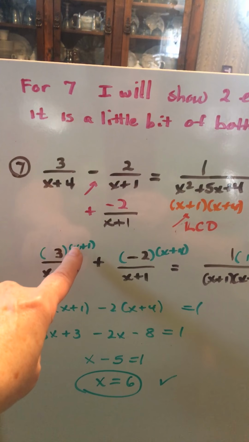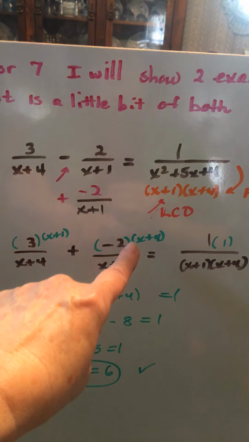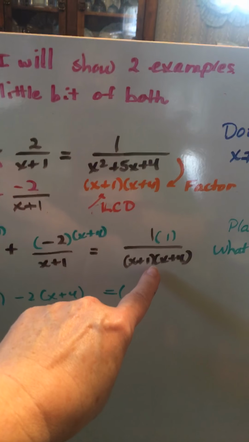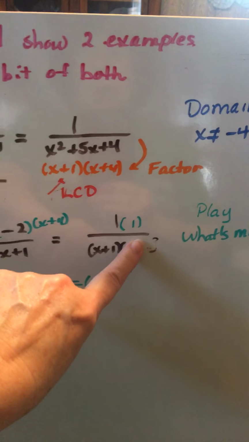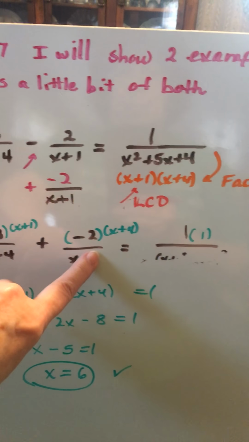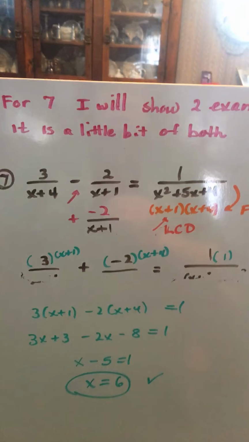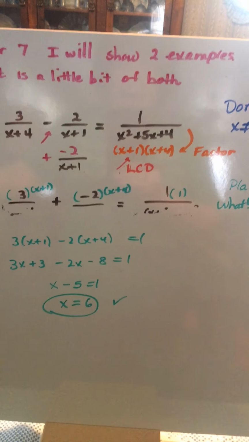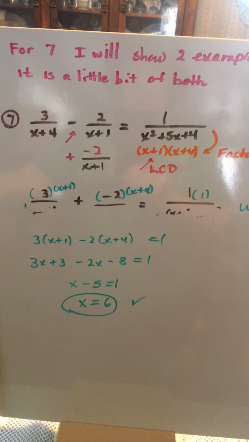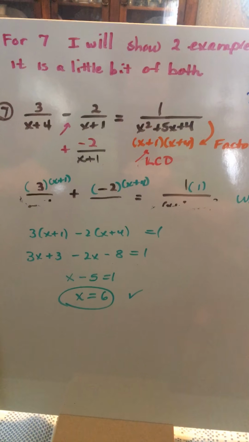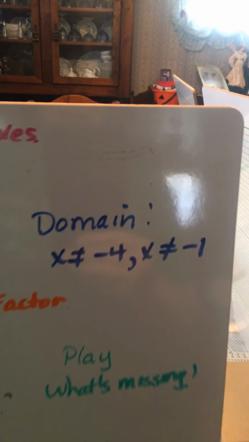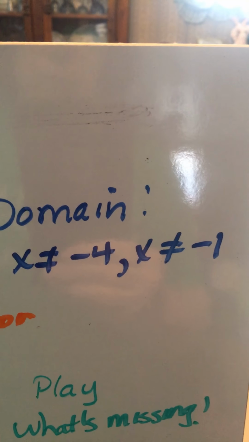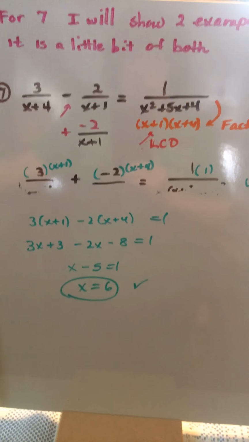X plus 4 needs x plus 1. X plus 1 needs x plus 4. And the combo denominator just needs 1. When I've actually multiplied, what I've done, playing what's missing, is canceled the denominator and shown what's left. I go ahead and distribute and solve my equation. I get 6. 6 is not restricted, so my solution is 6.